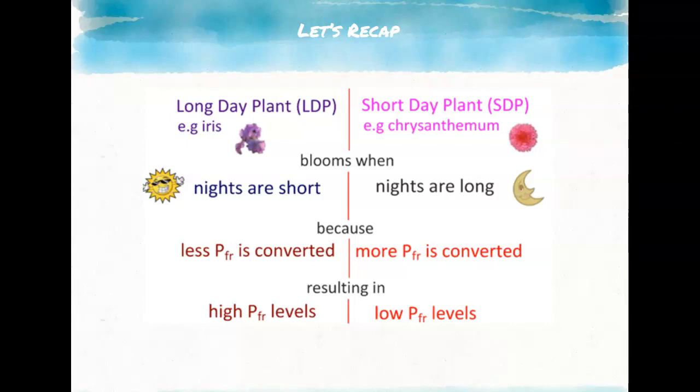They will not be able to bloom in each other's time frame, right? Like winter versus summer or spring versus fall, because the amount of PFR is critical to determine if they will bloom or not.